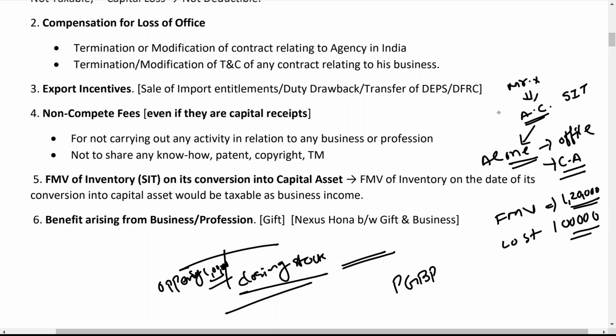So what value do you have to show in PGBP? 1 lakh, 1,20,000 or only the profit? The answer is you have to show the fair market value. Here it is clearly written: the fair market value of inventory on the date of its conversion into a capital asset would be taxable as business income. So what is your business income in this case? The conversion value, 1,20,000, is your business income. Then, benefit arising from business or profession means that if any benefit or gift is received due to your business or profession, that is also taxable under the head PGBP.